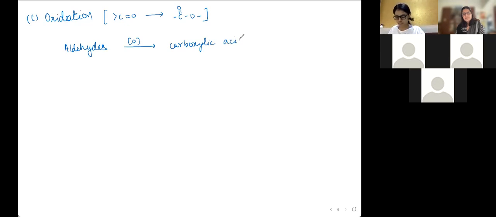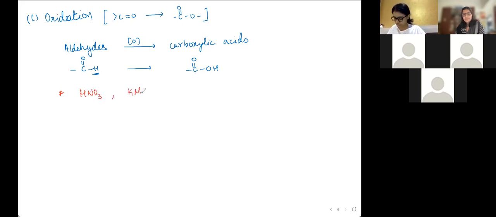This is pretty simple and straightforward, like C double bond O H A. The oxygen, like oxidation happens over here, basically. This turns into C double bond O OH, at the end of the chain. Pretty simple and straightforward. And the kind of oxidizing agents you use: you can use HNO3. Nitric acid is an excellent oxidizing agent.